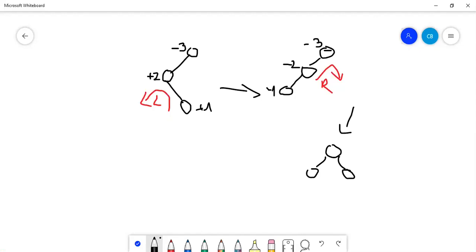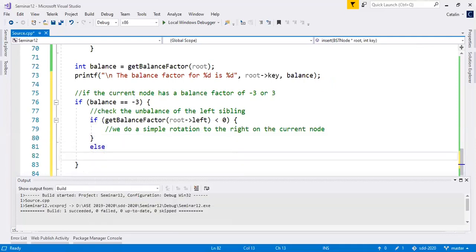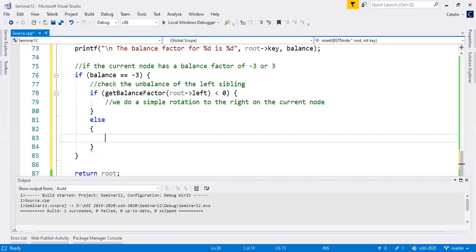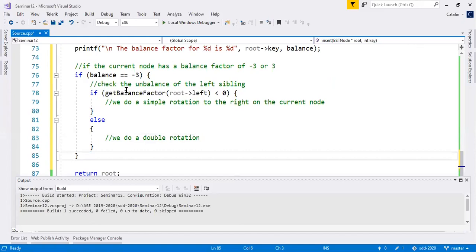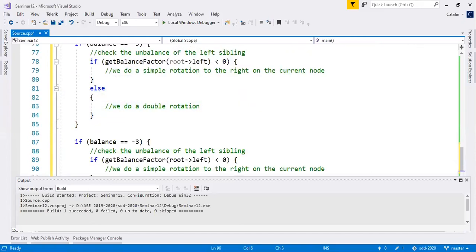Okay, so if I go back here, so if get balance factor is less than 0, now else means we do a double rotation. Okay, and you have the details. Now, if the balance is, they could be at the same time -3 or +3. So it's either -3 or +3.